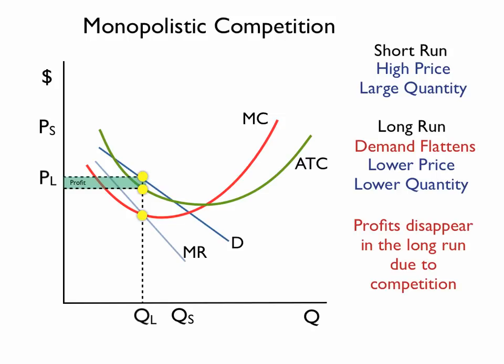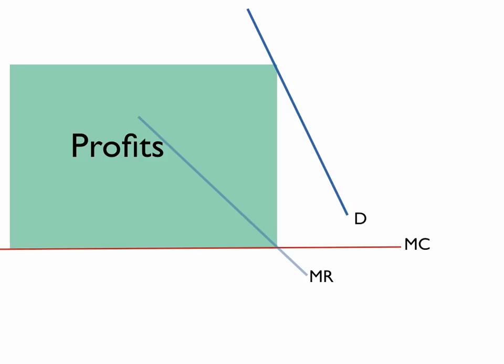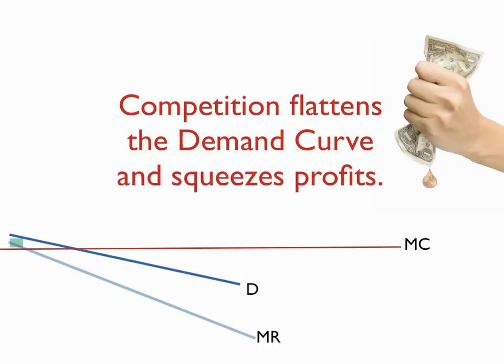So in review, we remember once again that profits disappear in the long run due to competition, due to this flattening of the demand curve for our product. In the short run, lots of profits, steep demand curve. In the long run, that demand curve flattens. That puts a squeeze on our profits, and competition will flatten that demand curve and consequently squeeze our profits. Where we used to make $1, we're lucky now if we make a penny. All right, that is monopolistic competition.